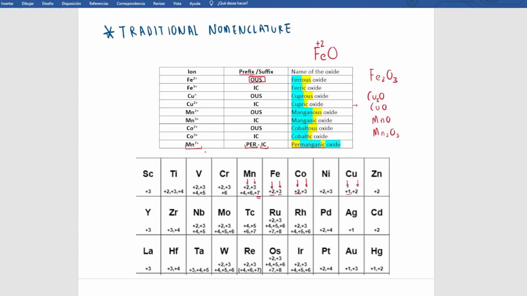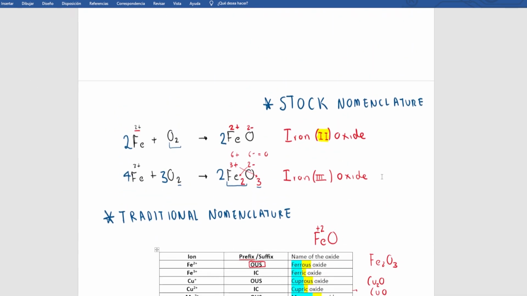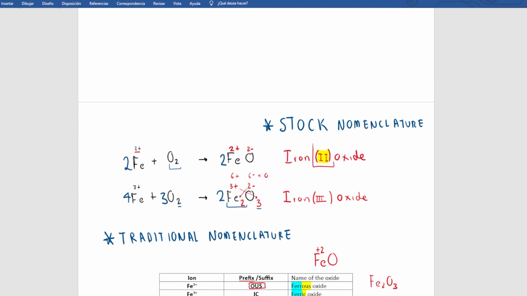However, this is quite confusing, and now chemists use a simpler method, in which we only put in parentheses the oxidation state of the ion that we're talking about, which is easier and less confusing.